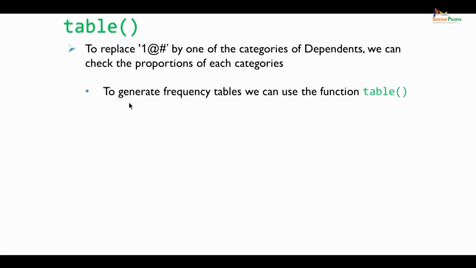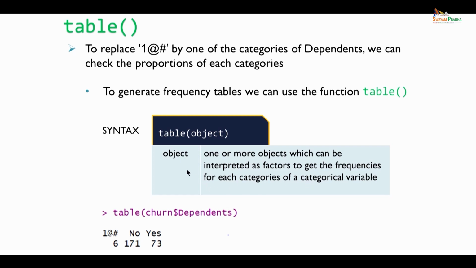We can get the frequencies of categorical variables by using the function called table. Here is the syntax for using the table function. The input should be your data frame. When we check the dependents column using the table function, you can see there are 171 observations under no and only 73 observations under S. The special character, 1 at the rate of hashtag, which we are interested in, also has 6 observations. So, the maximum frequency is for the no category.